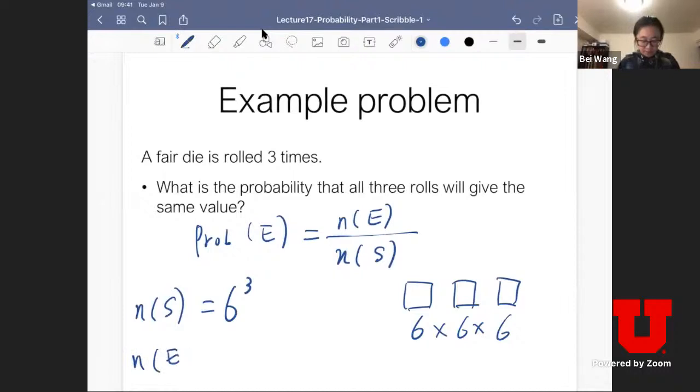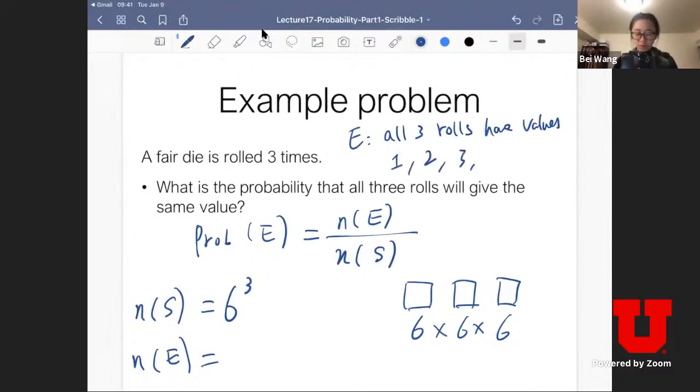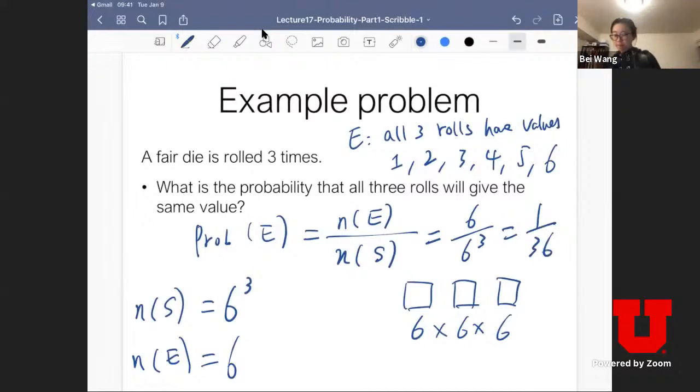Now, what is the size of the event space? We want all 3 rolls to give the same value. So what are the possible events? It means all 3 rolls have the value 1, so all 3 ones, or 3 copies of 2, 3 copies of 3, 3 copies of 4, 3 copies of 5, and 3 copies of 6. So in total, I have 6 possible successful outcomes. So I have 6 over 6 to the power of 3, which is 1 over 36.